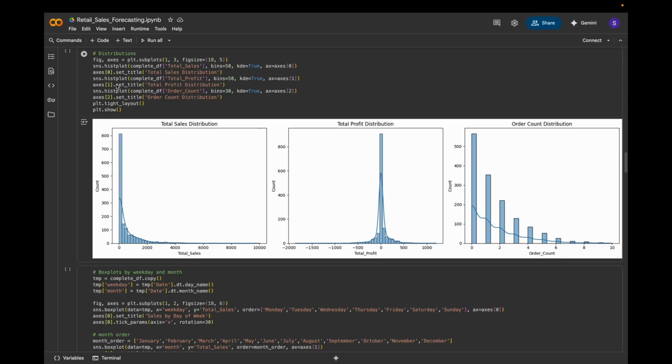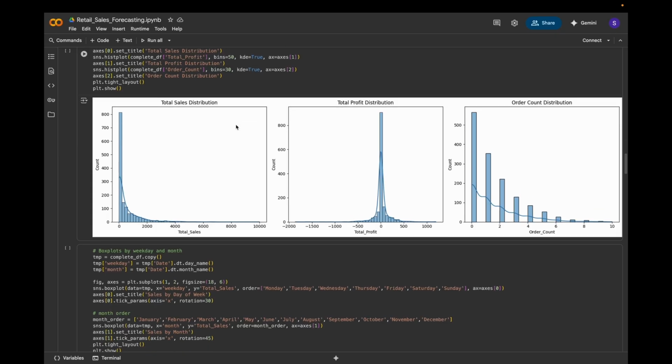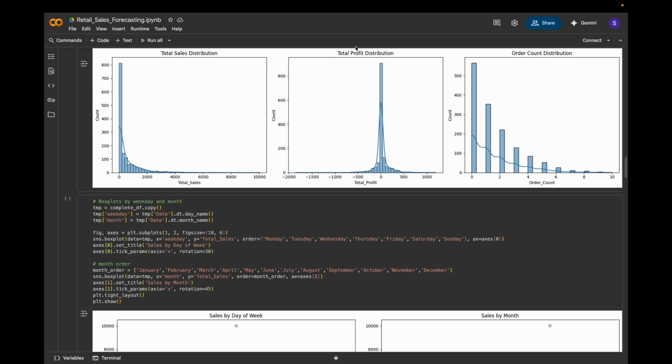And then we move on to sns.histplot, complete_df order count, bins is 30, kde is true, ax is equal to axis 2. Title is order count distribution. Basically, this block of code plots a histogram of the number of orders per day, as this helps us visualize the typical order volume. So here's our visualization for total sales, total profit distribution, and order count distribution.